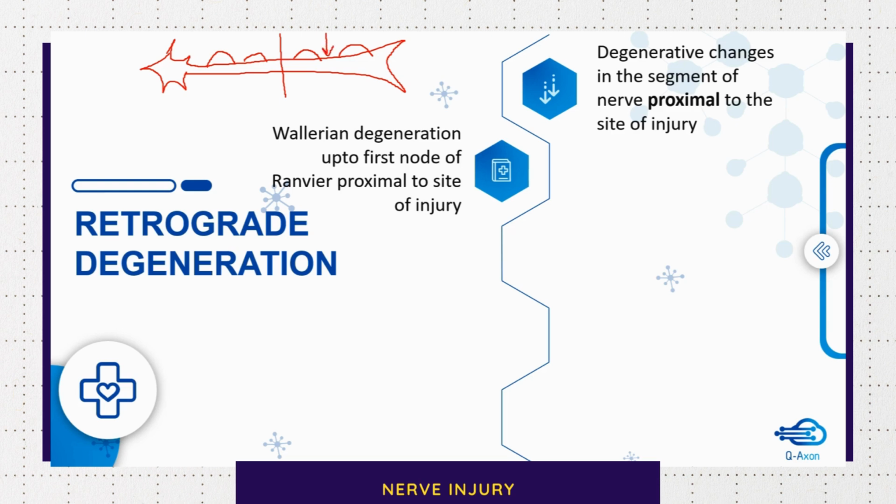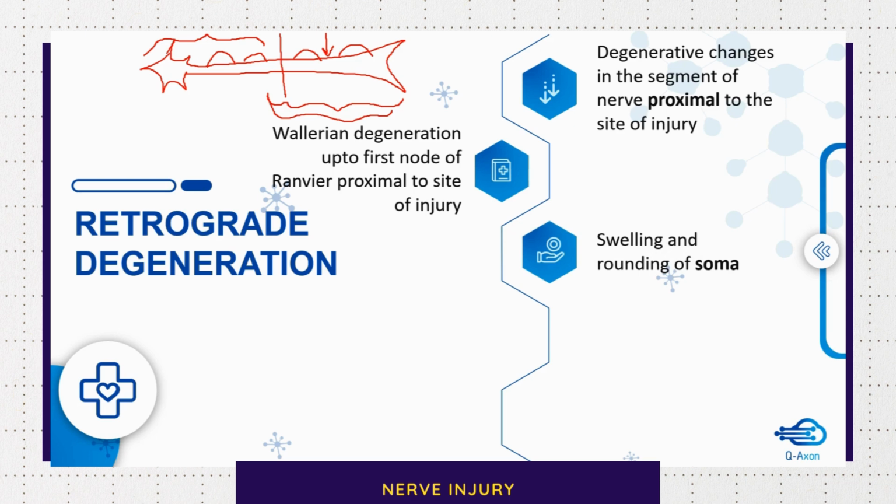Now remember that Wallerian degeneration not only involves this distal segment, but also the first node of Ranvier on the proximal segment. So right from here to the end is Wallerian degeneration, whereas the rest of it, this part of the proximal segment, undergoes retrograde degeneration.